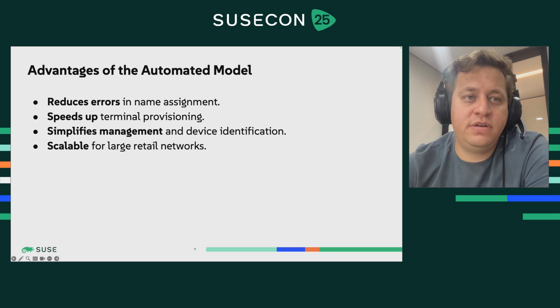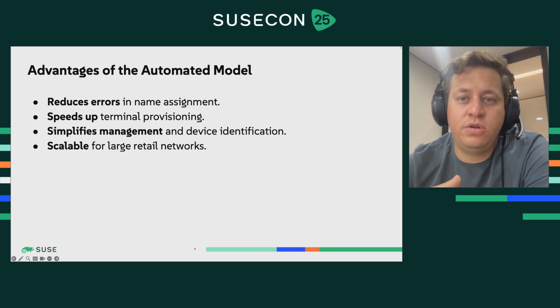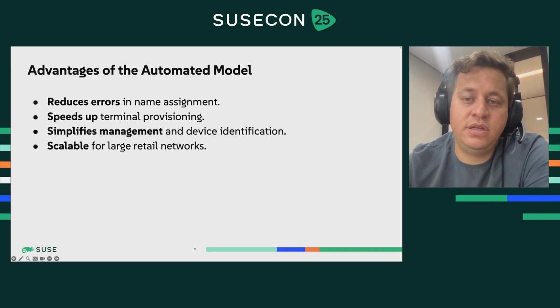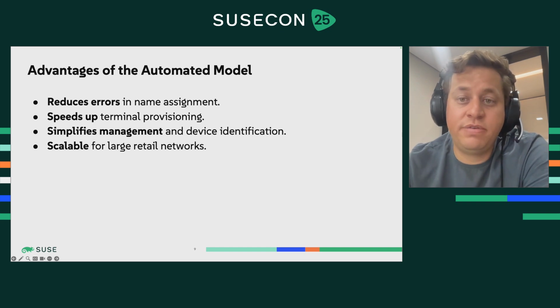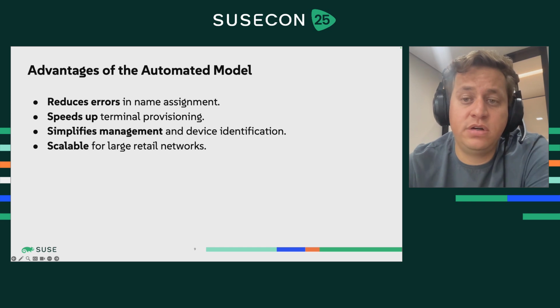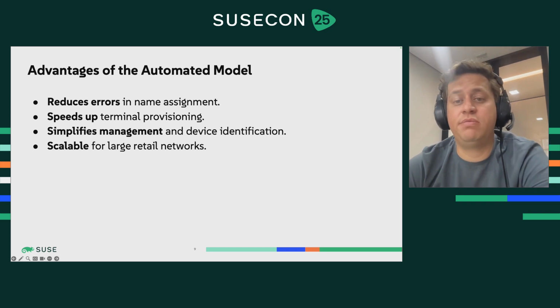Okay, so the advantages of having an automated model are the key benefits: you can reduce errors in terminal name assignments. You can speed up the provisioning process, making the deployment faster. You can simplify the management, requiring less manual intervention, and you provide a scalable way for large retail networks. You can ensure a smooth expansion for those retail environments.